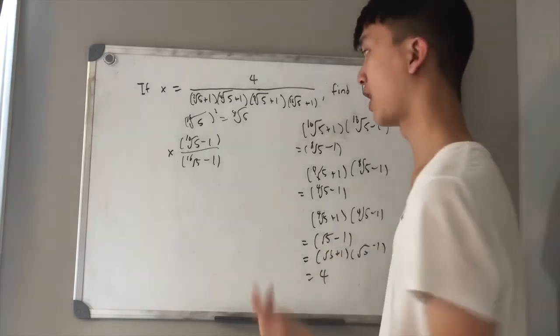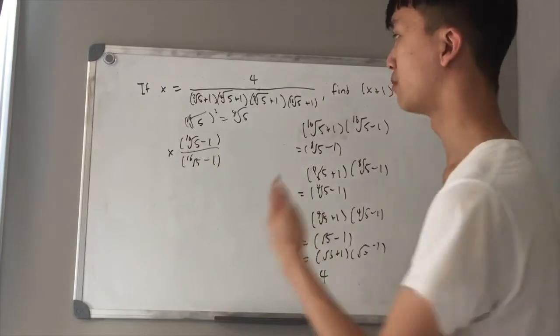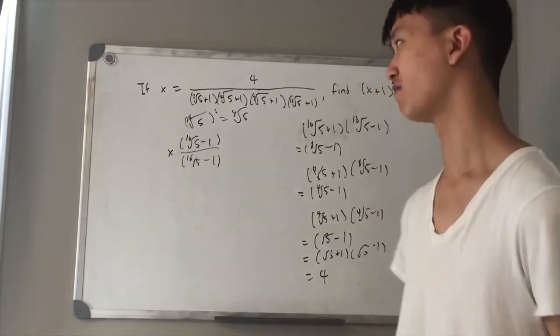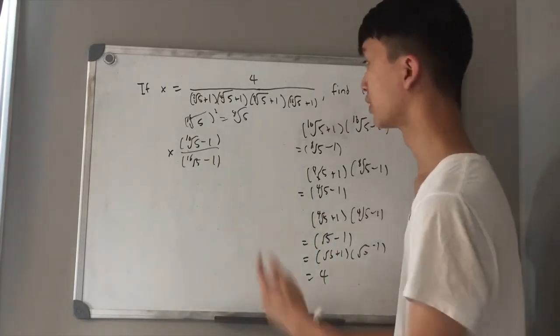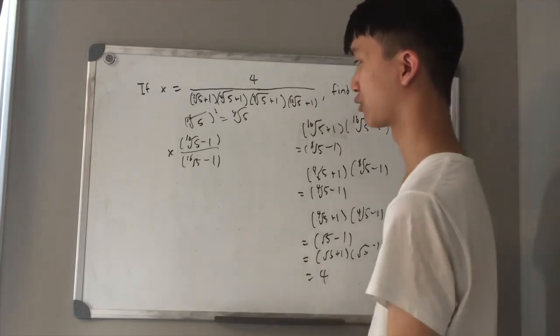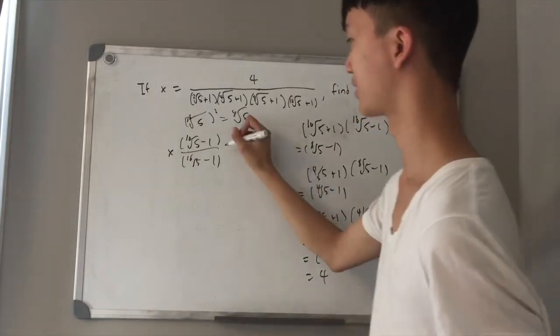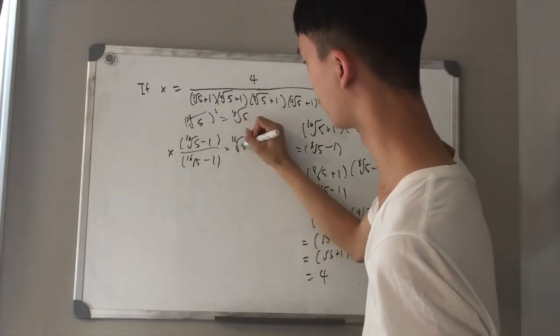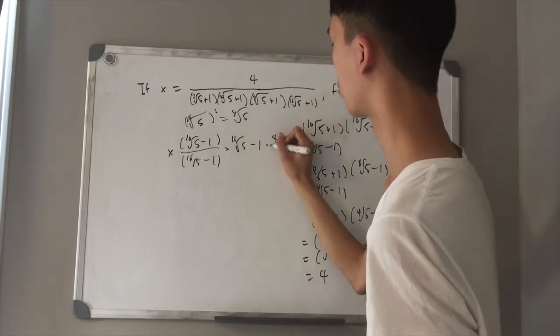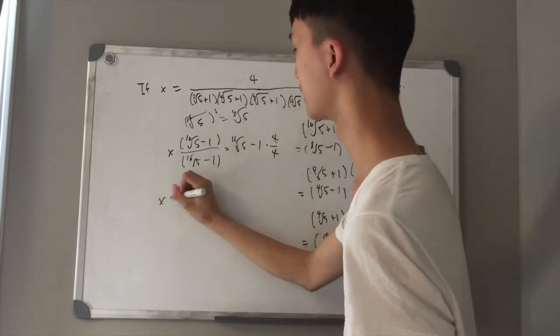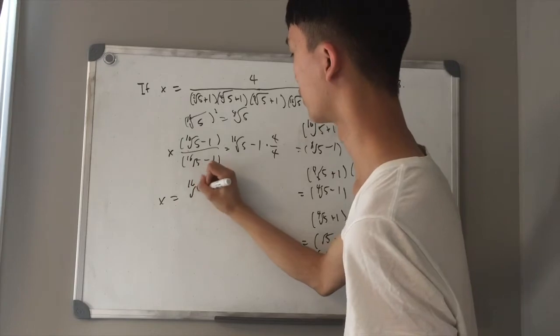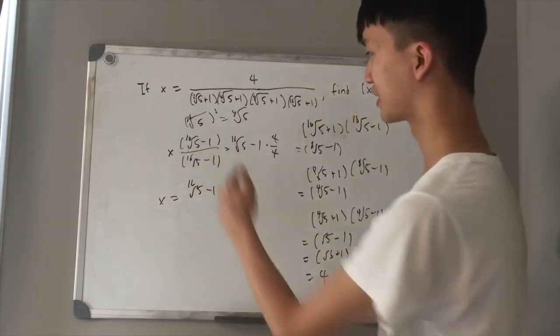And so, therefore, x times the 16th root of 5 minus 1 over the 16th root of 5 minus 1 will be equal to 4 over 4 times the 16th root of 5 minus 1. And so this is equal to the 16th root of 5 minus 1 times 4 over 4. And so x is equal to the 16th root of 5 minus 1 because these two cancel out.